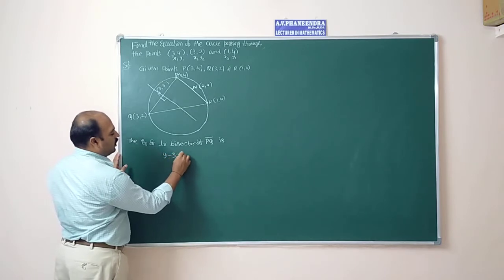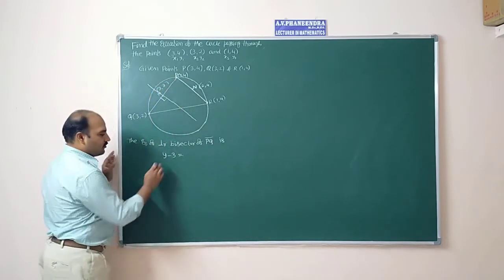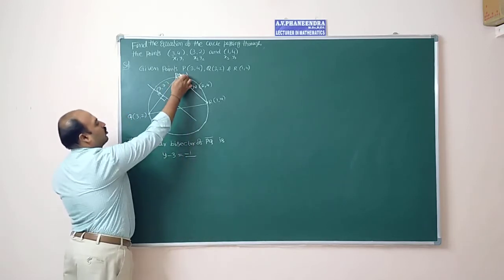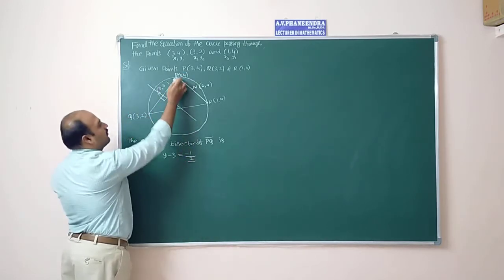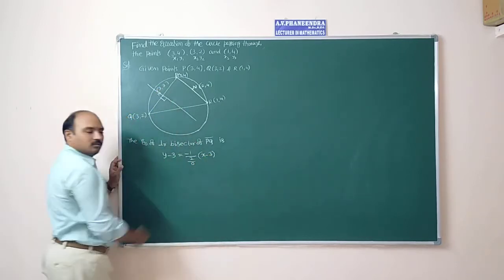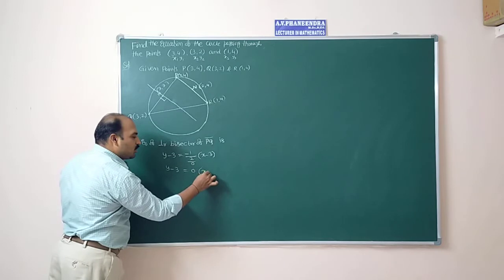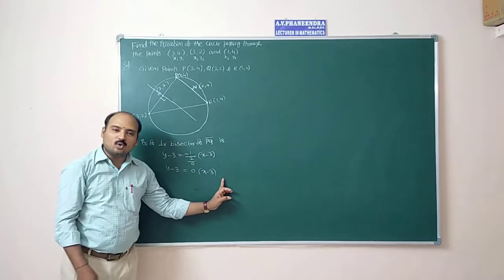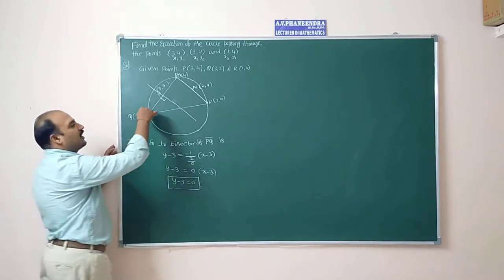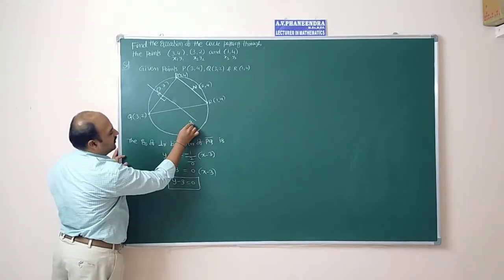y minus 3 equal to... if you write x1, y1 again there is confusion. y minus y1 equal to, perpendicular bisector means perpendicular slope, minus 1 by slope of PQ, which is 4 minus 2 divided by 3 minus 3, that is 0, into x minus 3. So the denominator will become the numerator. y minus 3 equal to 0 into x minus 3. 0 into anything is 0. So y minus 3 equal to 0. So the perpendicular bisector of side PQ is the line y equal to 3.